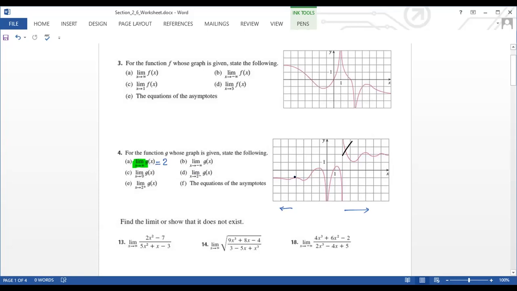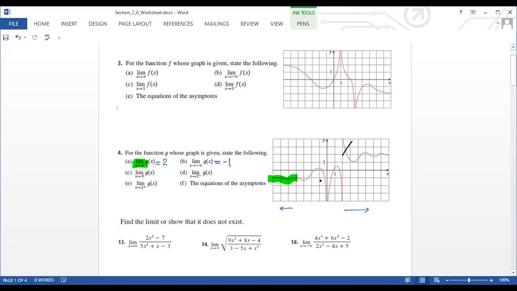Then part B, x goes to negative infinity. So where is this function going to go to? What is it going to approach? This one is going to approach negative 1.